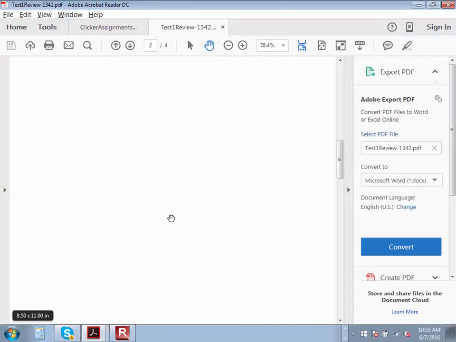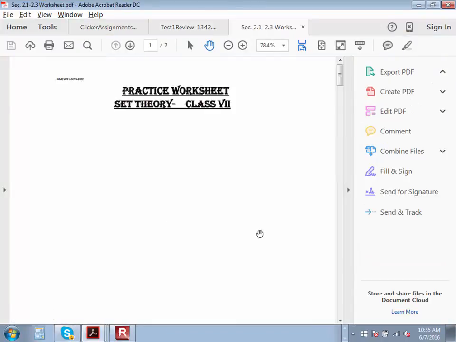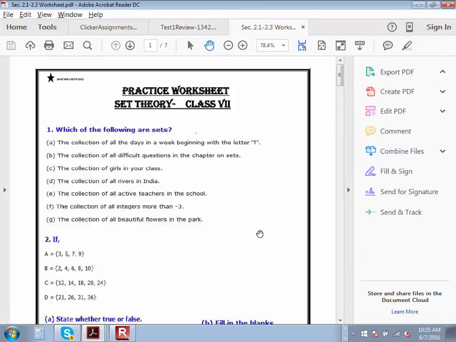The answers for the worksheet are on there at the end, I think, if you want to check your answers.